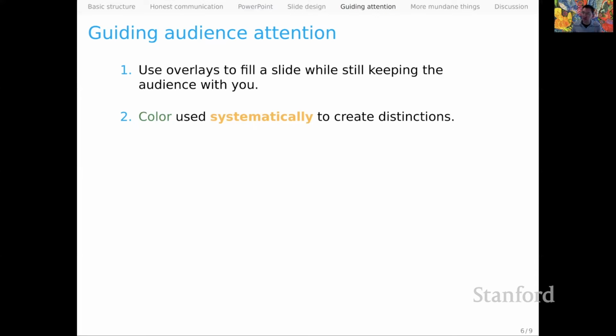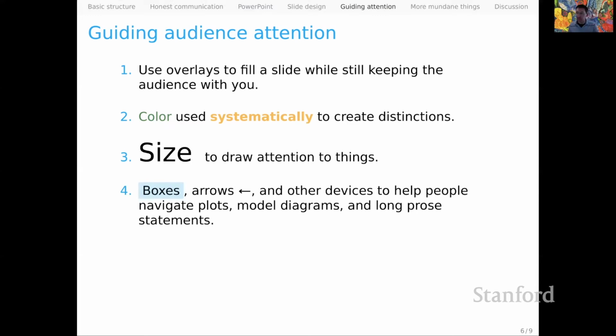You can also use color systematically on slides to create distinctions and highlight different pieces of information. If you use it consistently, then people will figure out that you're using color for one concept, and that will really help them key into the structure of your ideas. Pick an accessible color palette, and then this can really be your friend when it comes to communicating with an audience. You can also use size to draw attention to things, and boxes and arrows and other devices to help people navigate especially complex information displayed on your slides.